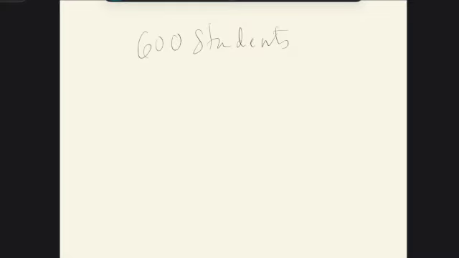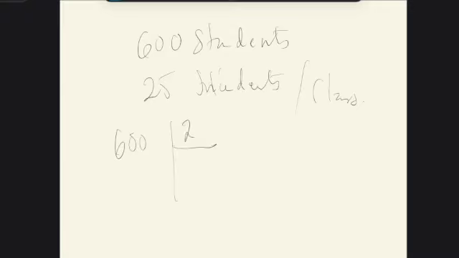Okay. And suppose that every classroom comfortably seats 25 students per classroom. So, simple math. It's going to be 600 divided by 25. That gives us 24. So this school will need 24 classrooms to comfortably seat 25 students in a student population of 600.